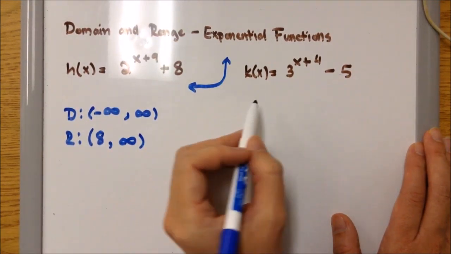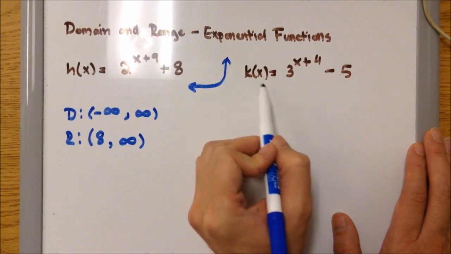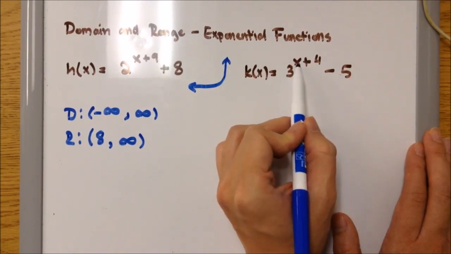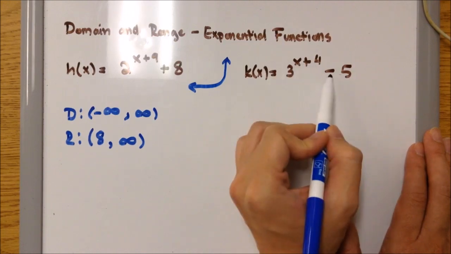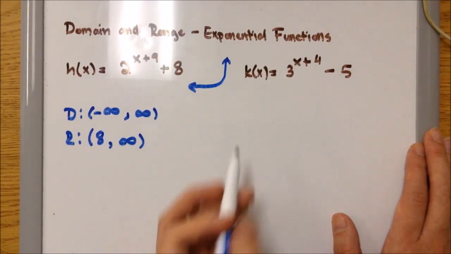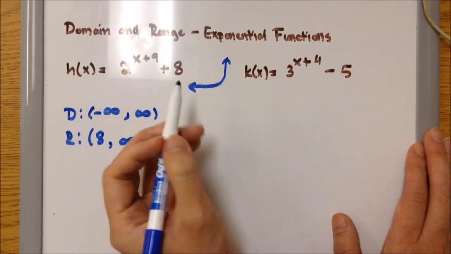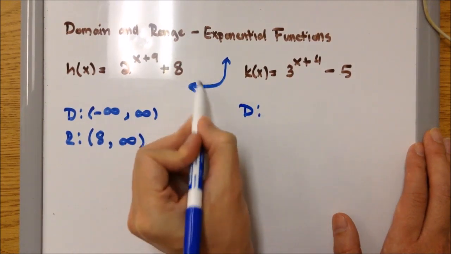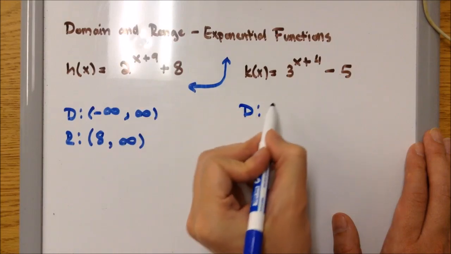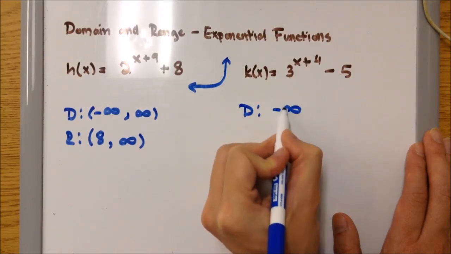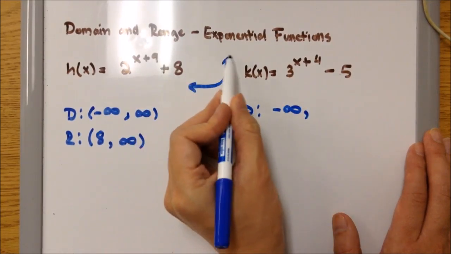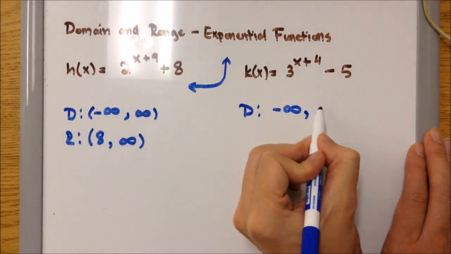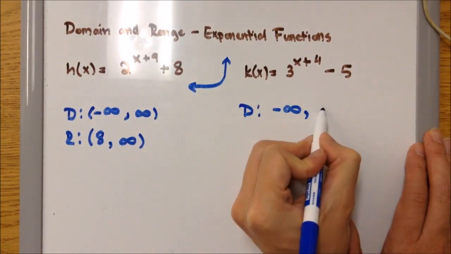Now, example 4. K of x equals 3 to the power of x plus 4, and then minus 5. Again, it's pretty much the same as this graph. Our domain is the left side continues to go to the left, so negative infinity, and then the right side is slanted, going up and to the right, so it's also continuously going to the right, so positive infinity.